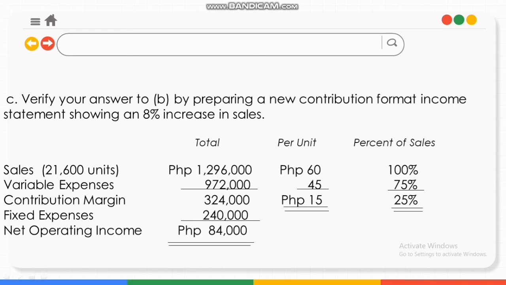So, minus natin to, 1,296,000 minus 972 is equals to 324,000. So, yun yung contribution margin. Tapos yung fixed expenses is 240,000 pesos. So, 324,000 minus 240 is equals to 84,000 pesos. Ito yung net operating income natin. Tapos ito din yung given kanina. Tapos ito yung nakuha na percent of sales dun sa number 1 at number 2, 75 and 25%.